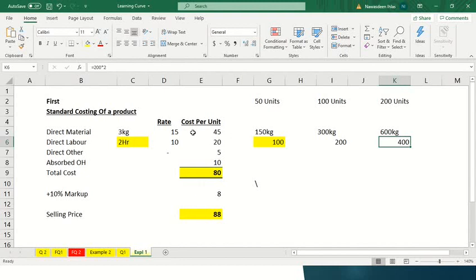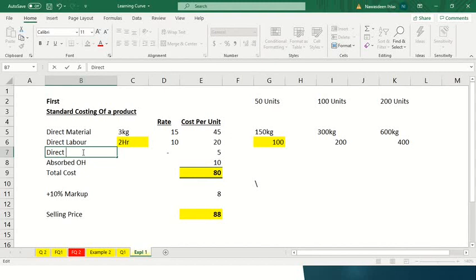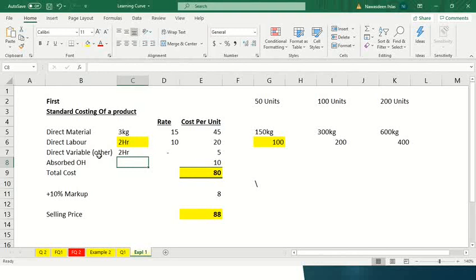Sometimes our other variable cost can be linked with our labor hours. Let's say this is direct variable, and this is other. Sometimes this can also be linked with our labor hour rate. So in this case the labor cost and the other variable cost will also be impacted by learning curve theory. Sometimes the learning curve theory is only applicable for our labor cost. If other variable costs are linked with the labor rate, they will also get impacted, right?